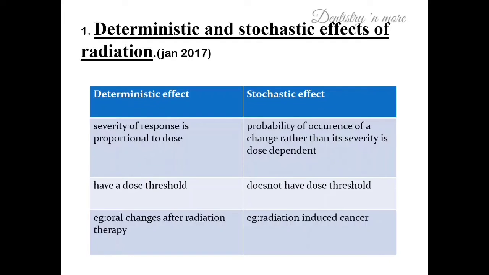The examples that can be cited for stochastic effects are radiation-induced cancer and heritable effects. That is, some gene mutation that can occur, which can be hereditary, passed on from the parent to the offspring. Whereas in the deterministic effects, the examples that can be cited are radiation-induced cataract formation or radiation-induced skin burns. Even osteoradionecrosis is considered an example of a deterministic effect.